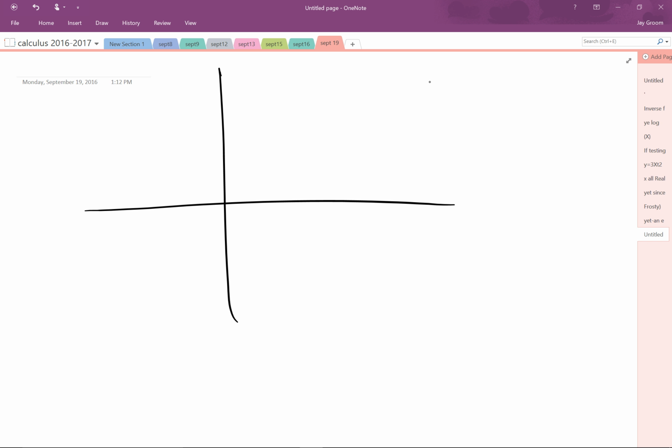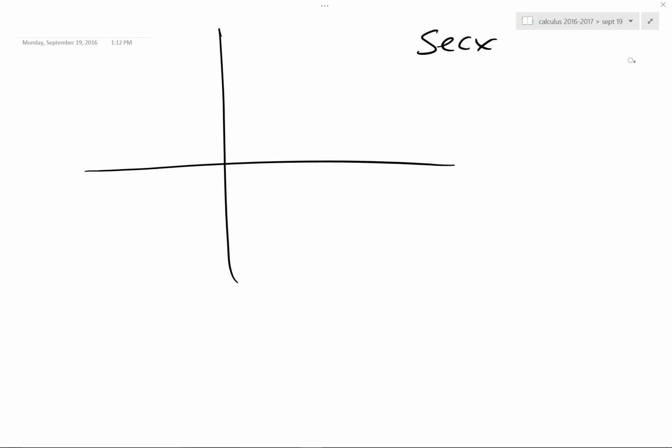Well, let's do secant. What would secant even look like? What would secant of x even look like? Well, it's 1 over cosine, right? So let's start with cosine.